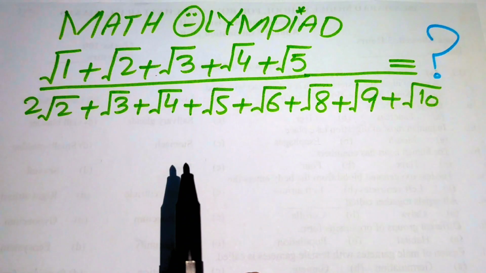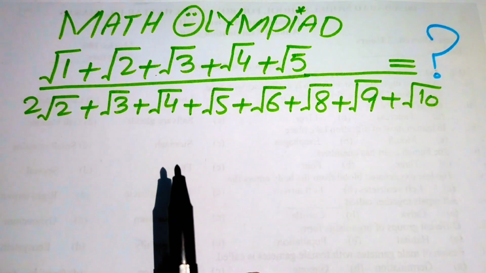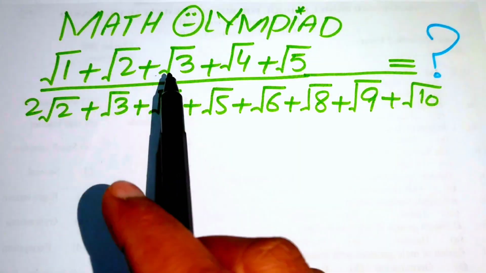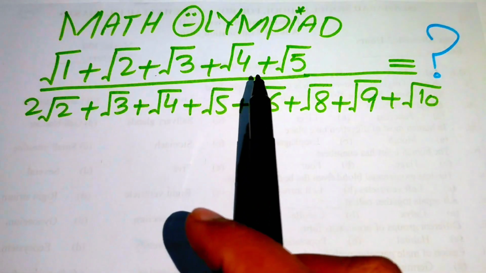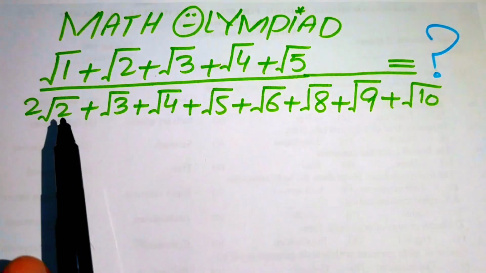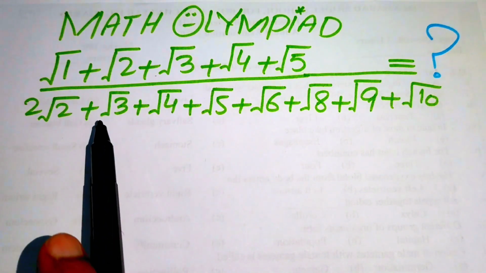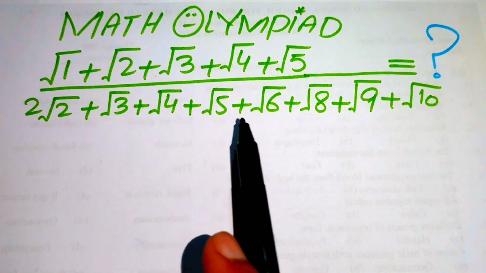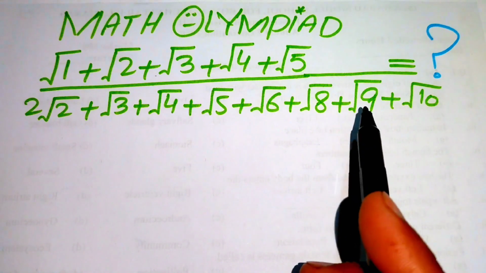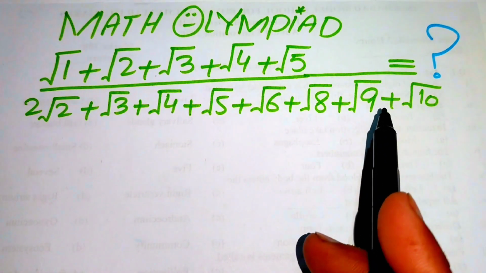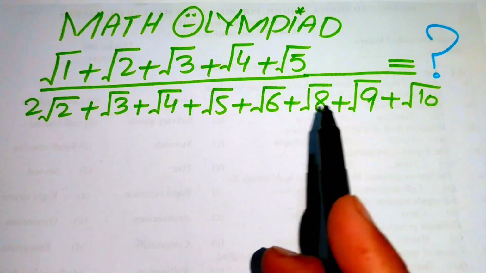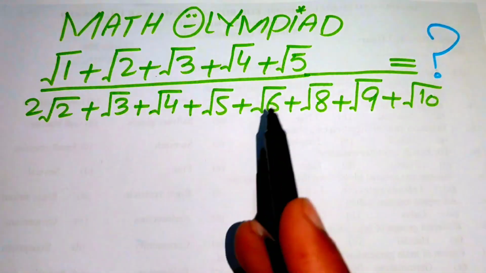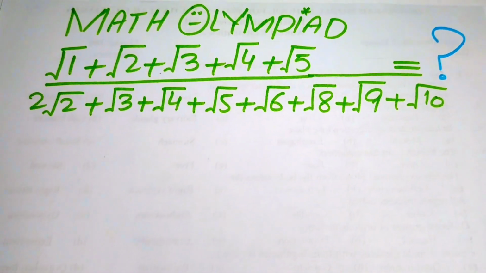In this video, we are going to solve this nice math algebra problem. Here we have the square root of 1 plus square root of 2 plus square root of 3 plus square root of 4 plus square root of 5, divided by 2 times square root of 2 plus square root of 3 plus square root of 4 plus square root of 5 plus square root of 6 plus square root of 8 plus square root of 9 plus square root of 10. We simplify this whole radical expression and we get the value of this nice fraction.